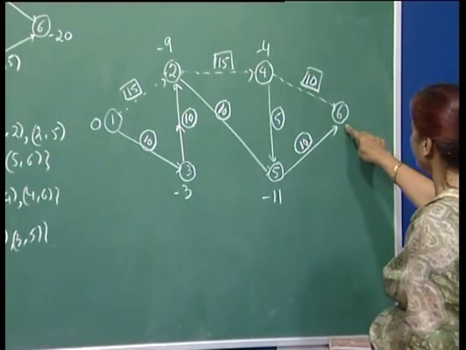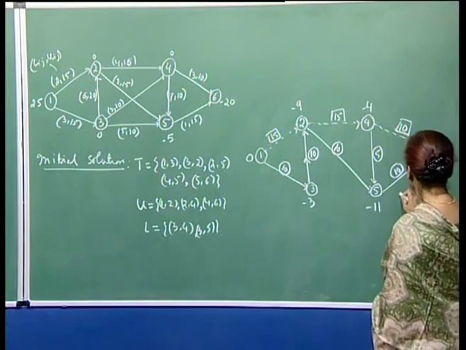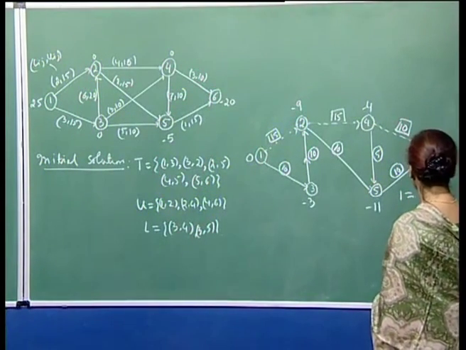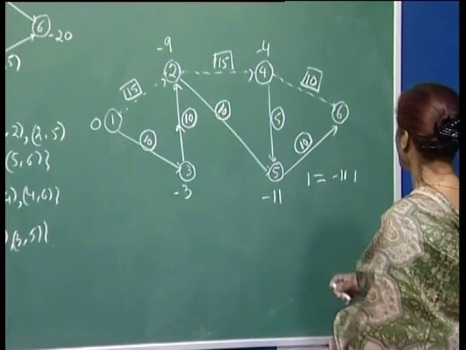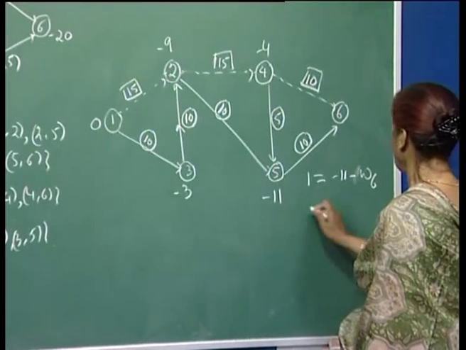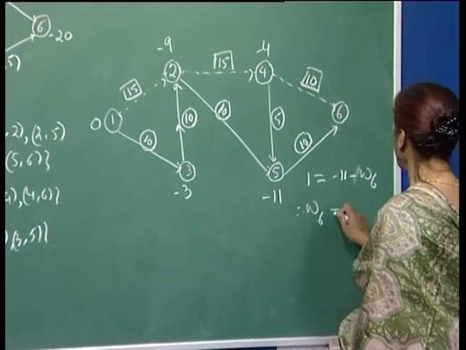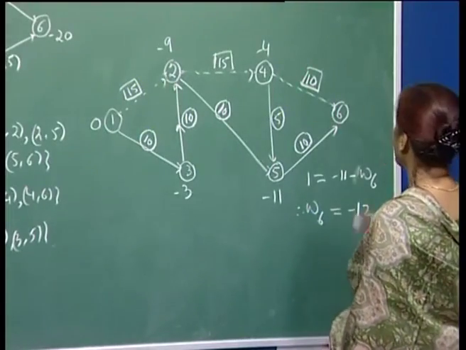Fine. So then for 5, 6, what is happening? The cost is 1. So 1 should be equal to minus 11 minus W6. So therefore, W6 is equal to minus 12. Minus 12.